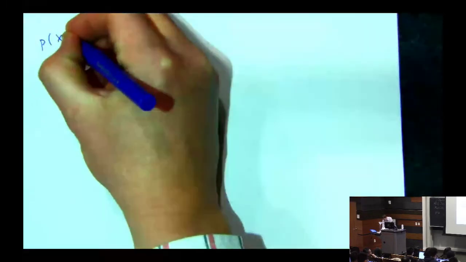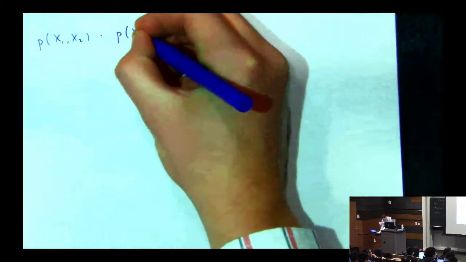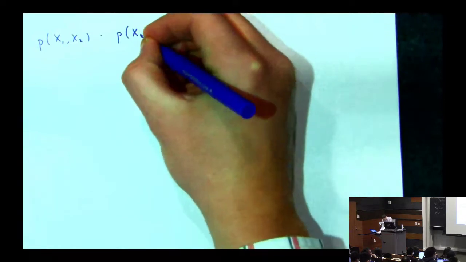P of X1 and X2. And I run some operation between it and another factor. This could be division, it could be multiplication, it could be a lot of things. Let's just multiply it by another factor, P of X2 and X3.